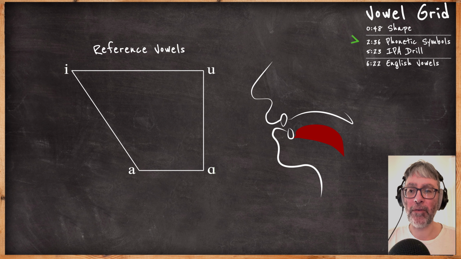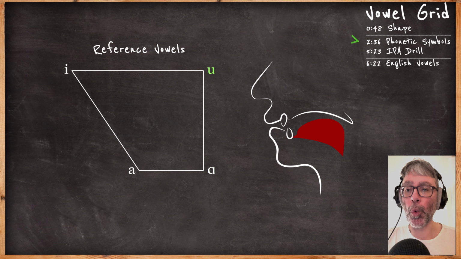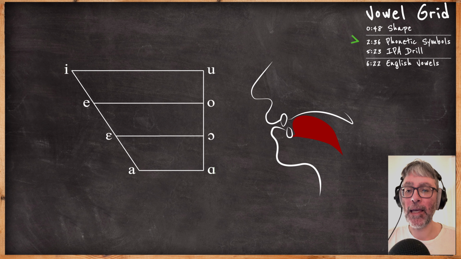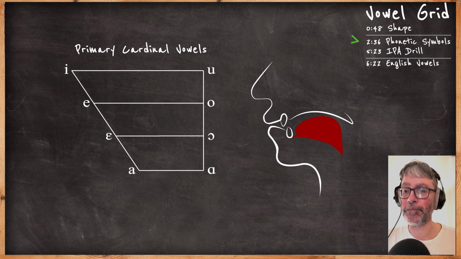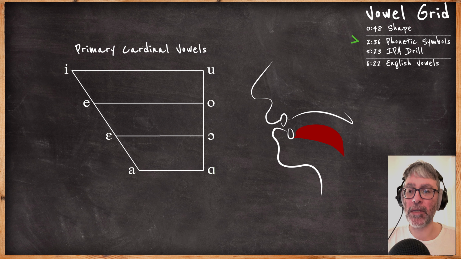So we now have our references, and we can add 2 steps between them. These are known as the primary cardinal vowels, with the last 3 made with rounded lips.